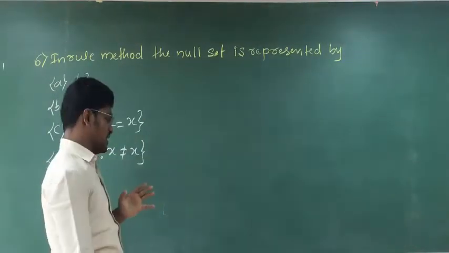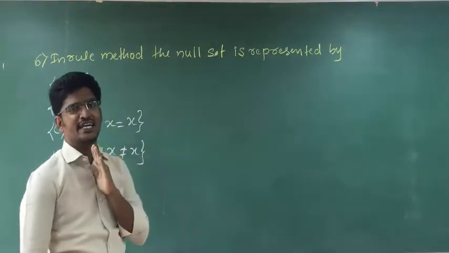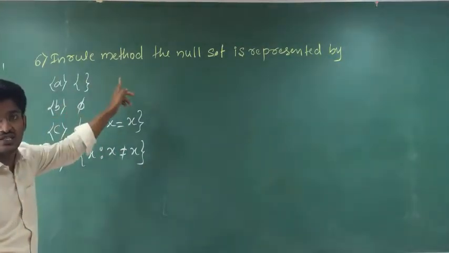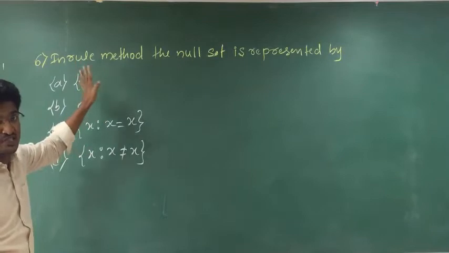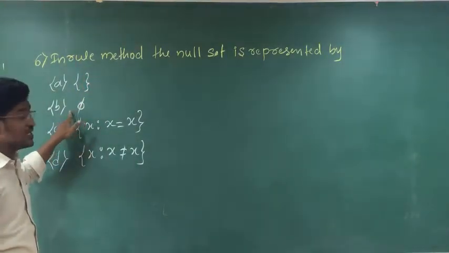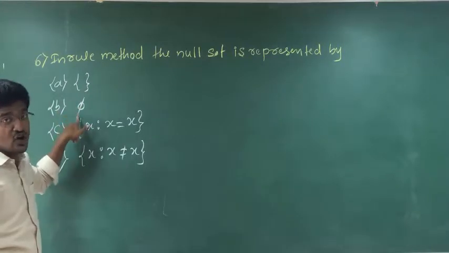They are asking the representation of null set. See, the first option is only the null set notation. Directly you may answer this. Are you getting my point? But that is not your answer. Option B, it is also notation of null set. If you mark this, it is also not your answer.